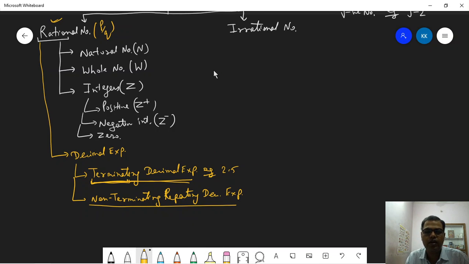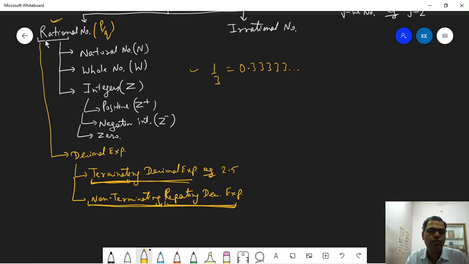So if we write, let's say, 1 by 3, here again p and q are both integers and q is not equal to 0, so it is a rational number. And if we write the decimal expansion form, it becomes 0.33333 dot dot dot. So we can see that the digit 3 is repeating again and again, and it is not stopping. Since it is not stopping, it is of the type non-terminating, and since the digit 3 is repeating, that's why it is a repeating decimal expansion.